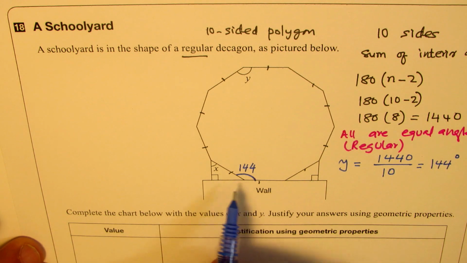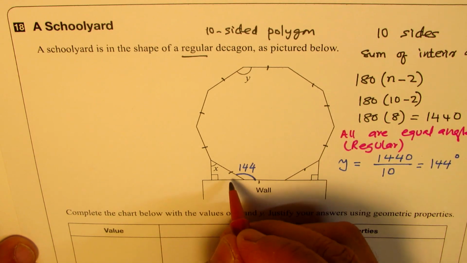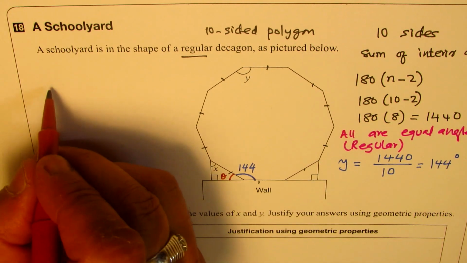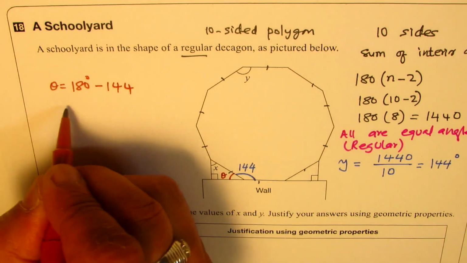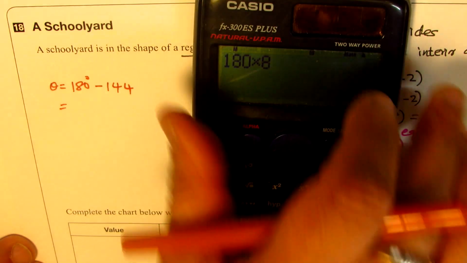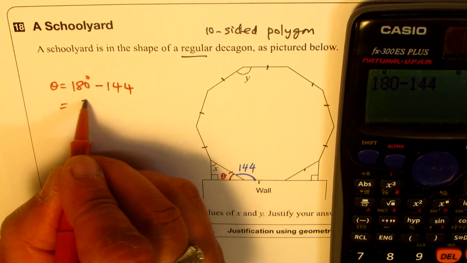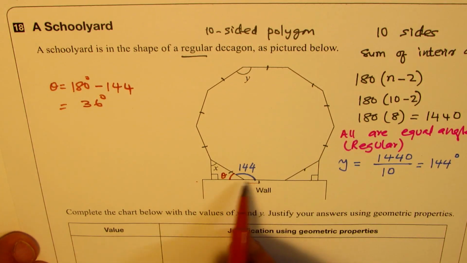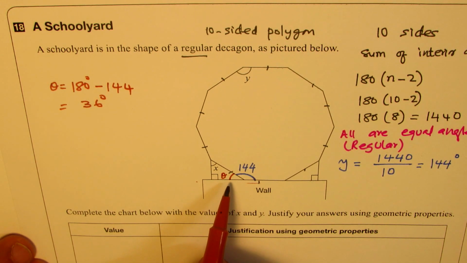Now at this point, let us look into the other angles. What is this angle for us? Let's say this angle is theta. So the angle theta is equal to 180 degrees minus 144. Correct? So we have 180 minus 144, which is equal to 36 degrees. This is linear, right? A line makes 180 degrees and therefore it should be 36 degrees.